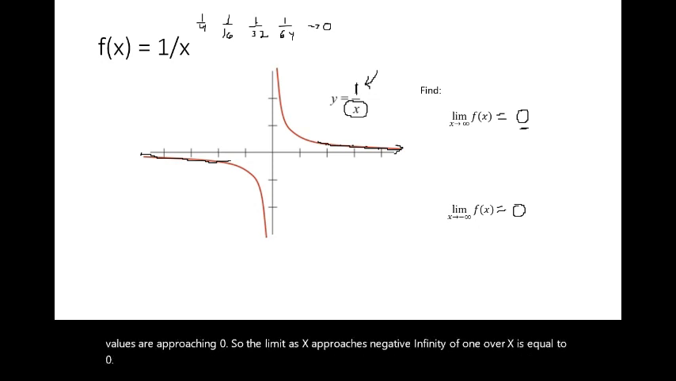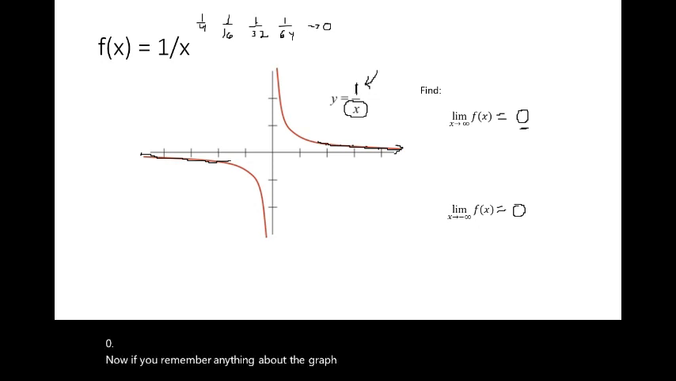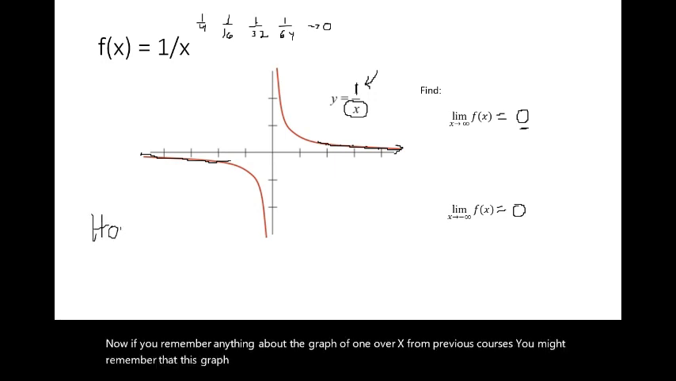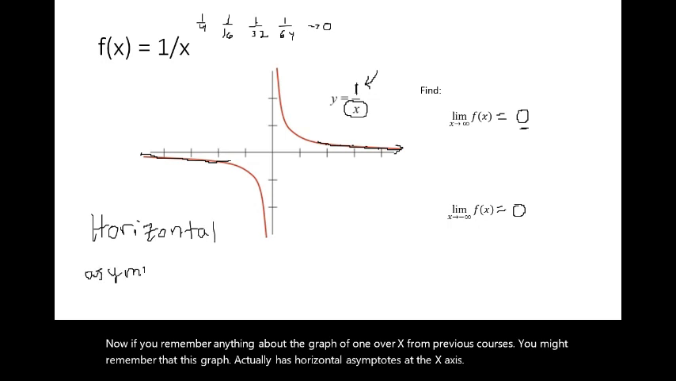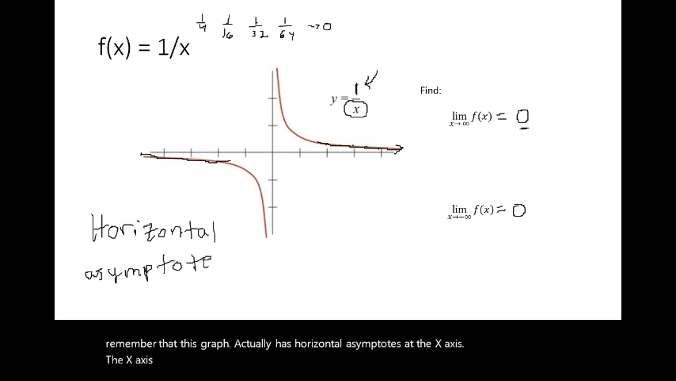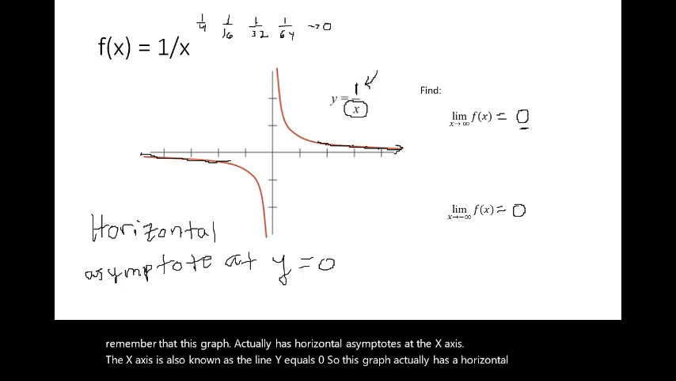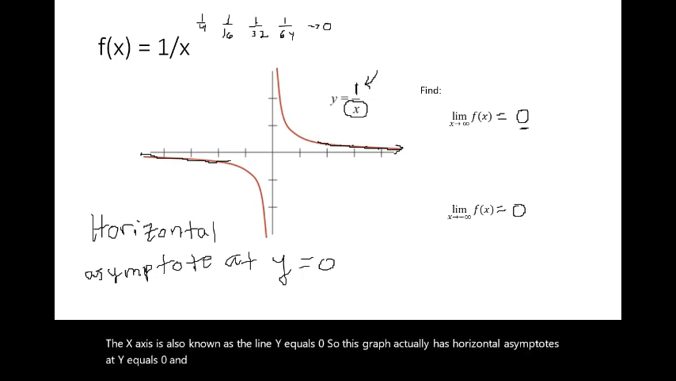Now, if you remember anything about the graph of 1 over x from previous courses, you might remember that this graph actually has a horizontal asymptote at the x-axis. The x-axis is also known as the line y equals 0. So this graph actually has a horizontal asymptote at y equals 0. And it's no accident that it has a horizontal asymptote at y equals 0, and each of these limits at infinity came out to 0.